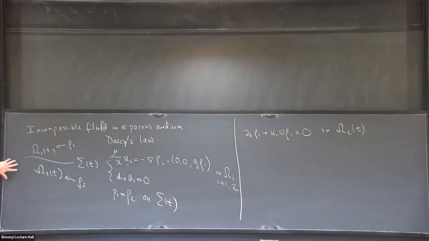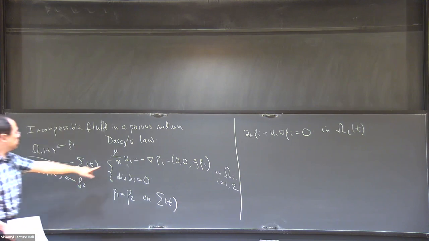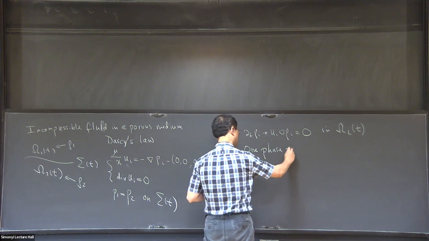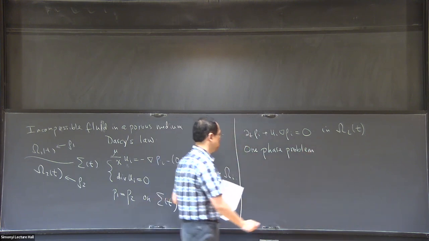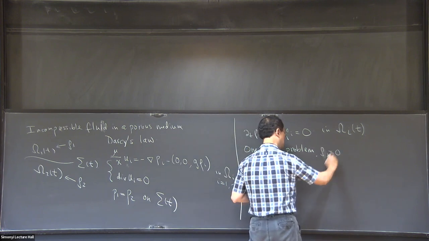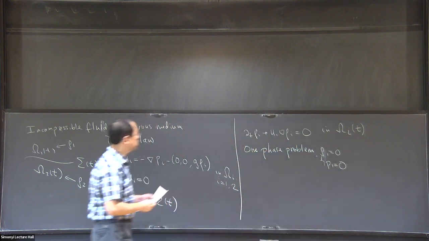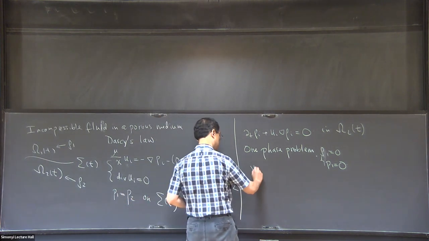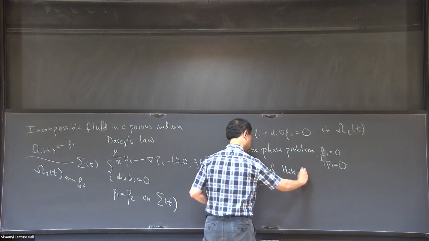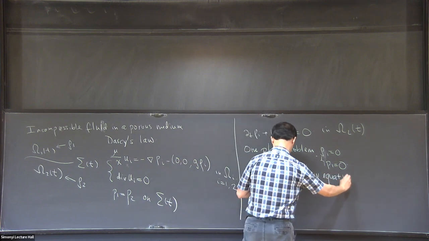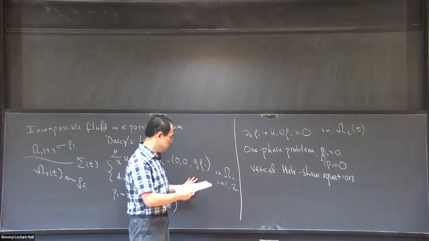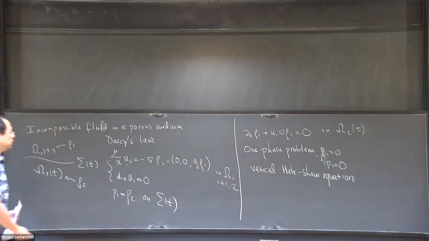So the equation we consider is the one-phase problem. So we assume that in omega 1 we have vacuum, so rho 1 is equal to zero, and also P1 is equal to zero. So in our case, the equation is called the one-phase Muskat problem, and it is also equivalent to the vertical Hele-Shaw equation. As I said before, this system describes the incompressible fluid in a homogeneous porous medium.